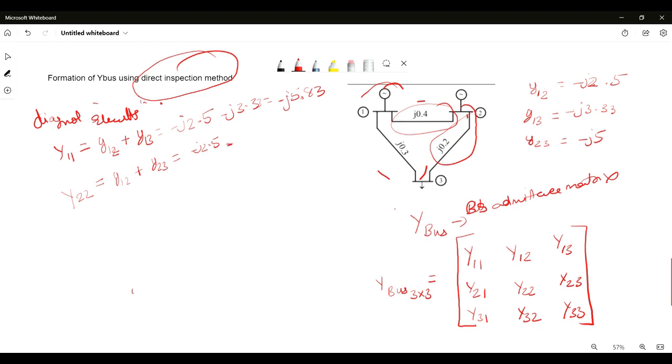So now we have to calculate the values of non-diagonal elements. Y12 and Y21 are identical, so minus of y12, we will get around J 2.5. Similarly, Y13 is identical to Y31. The formula given is minus y13, and the answer is J 3.33.